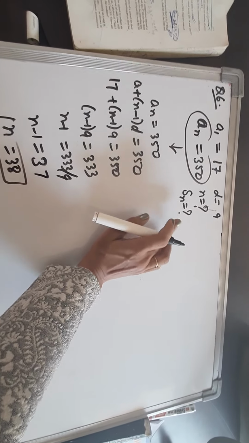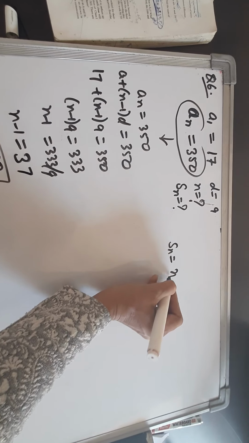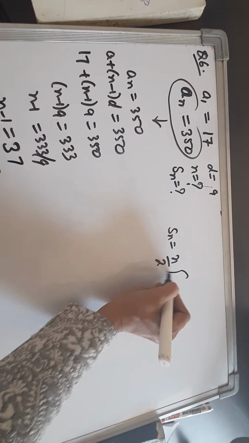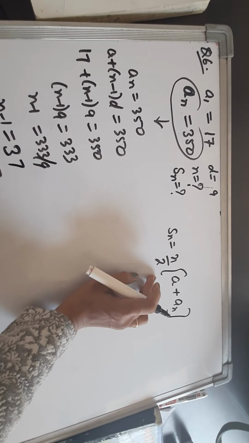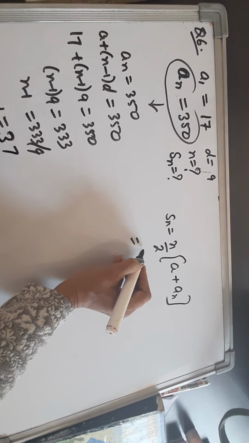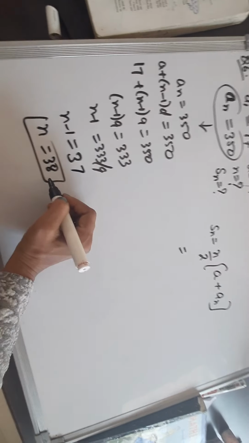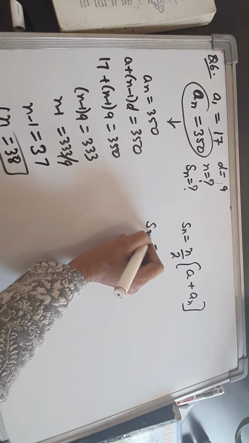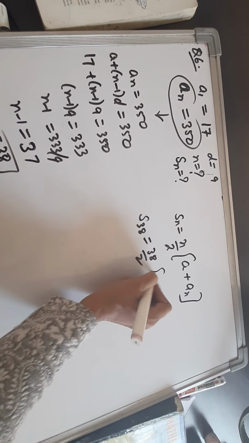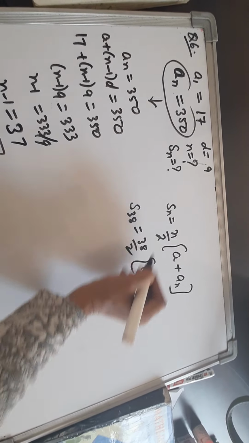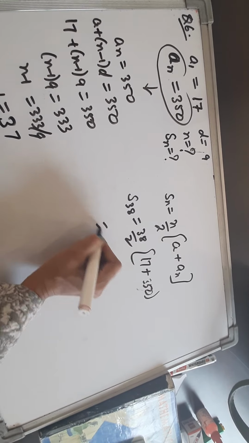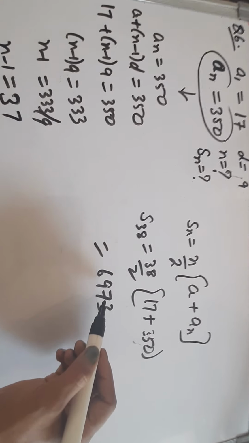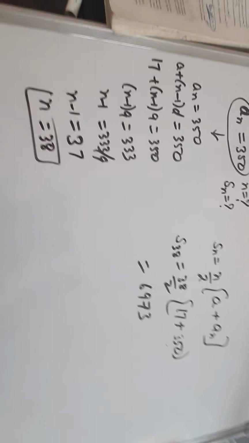Now the second thing you have to find out is Sn. So for that you know the formula, n by 2 into a plus an, first term plus last term, and last term is given to us, right? So n, how many terms? Now n we have 38, तो हम यहाँ लिखेंगे 38. 38 by 2, first term is given to us 17, last term 350. So by solving it we will get the answer as 6973.